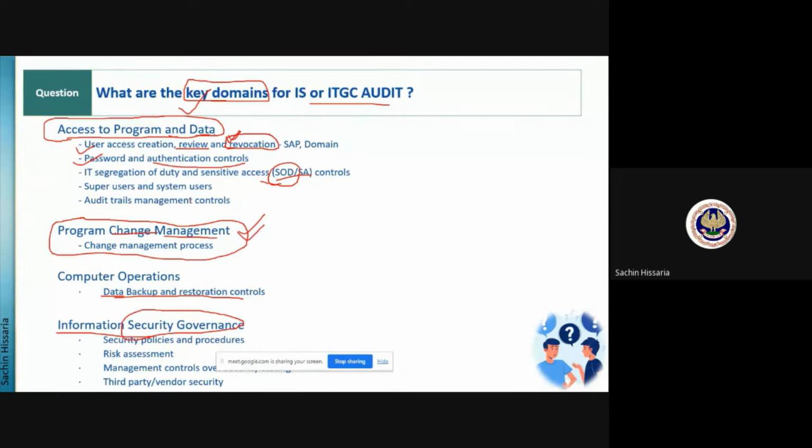Okay, so these are the key domains in the IS or ITGC audit. Suppose if they ask you, you should know about all of these domains. This is how you will answer this question. Now we'll move to the next question, guys.